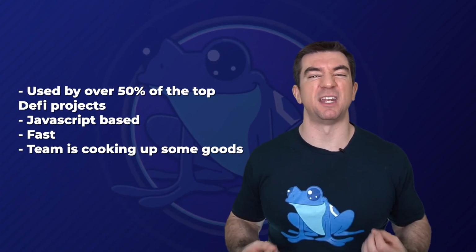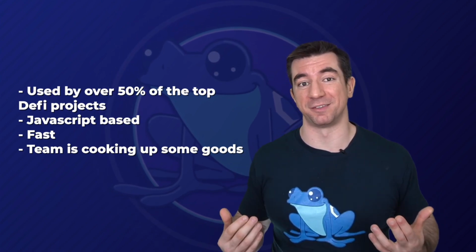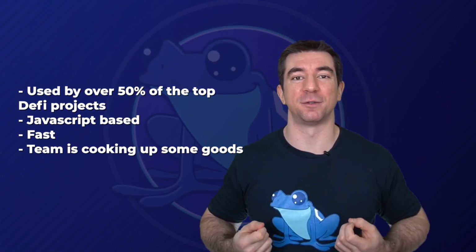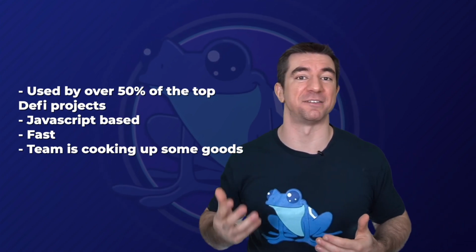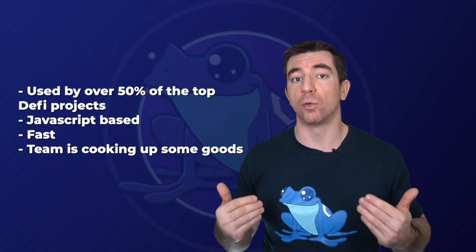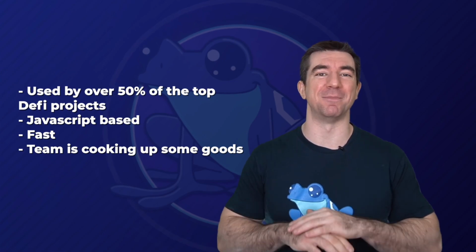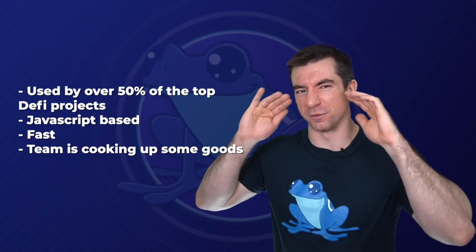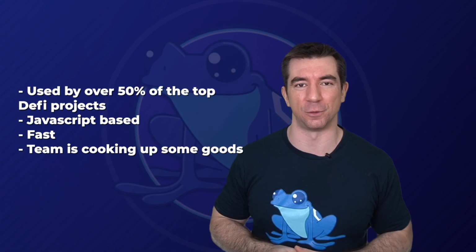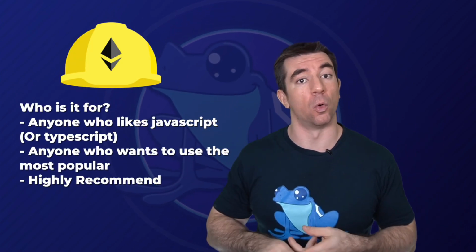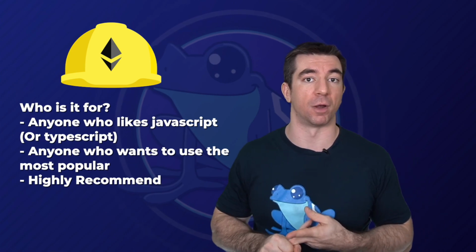over 50% of the top DeFi protocols in this space. And it's no wonder why. Hardhat is a JavaScript-based smart contract deployment and testing framework. They've built their own local blockchain for running tests that is incredibly fast, and the team is stellar. And they are working on some crazy new stuff for 2022. So Hardhat is going to be one I highly, highly recommend to anybody who likes JavaScript or wants to use the currently most popular framework in the space.